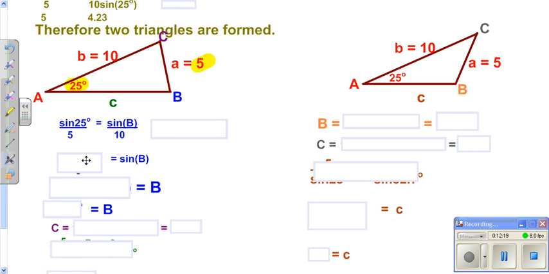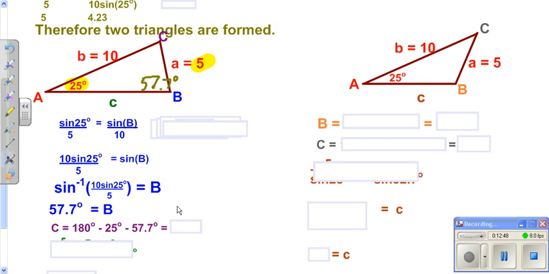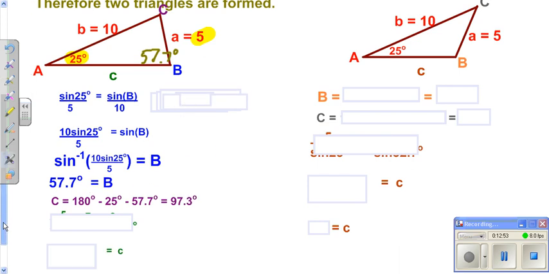Go ahead and get rid of the dividing by 10 by multiplying by 10. Get rid of your sine by doing the sine inverse of both sides. This is your calculator ready form. Now we'll go ahead and type it in and we'll get an answer. So now we get an answer for angle B of 57.7 degrees. So now we can easily figure out the missing angle because all the angles add up to 180. So we take 180 minus the two angles that we know, and we get angle C.